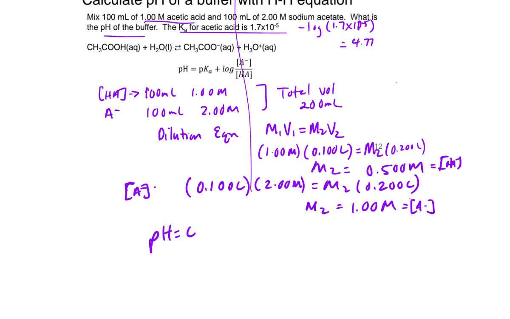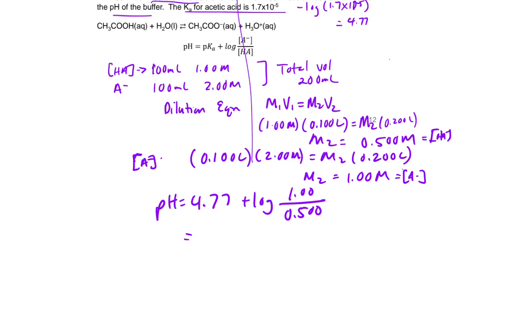pH is going to be equal to 4.77 plus the log of A minus 1.00 divided by HA 0.5. And we're going to get 5.07. Okay. If you would have done an ICE table, you would have had to figure out all the different parts that go into the ICE table, solve for X and all of that. Much easier.